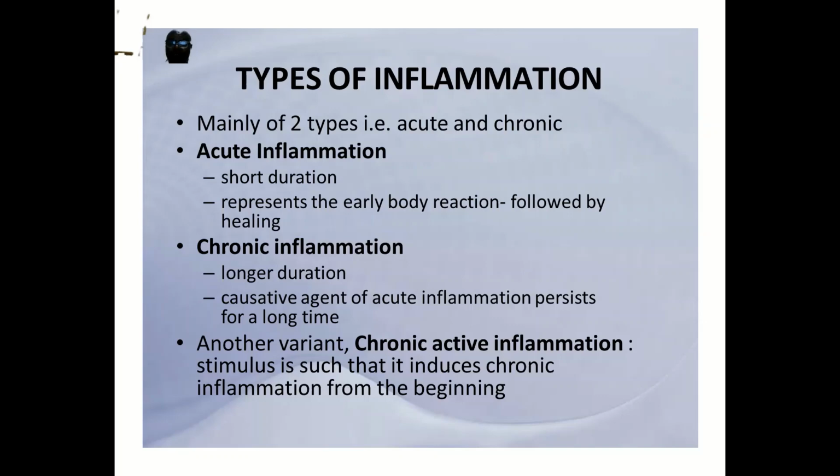And also there is another variant type of chronic inflammation, which is chronic active inflammation. That means from the start to go, it starts with chronicity. For example, syphilis and diseases like HIV fall under these cases of what? Chronic active inflammation. They initiate the chronic inflammation process from the word go.